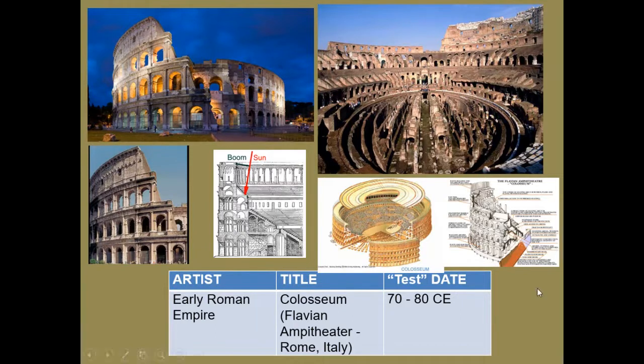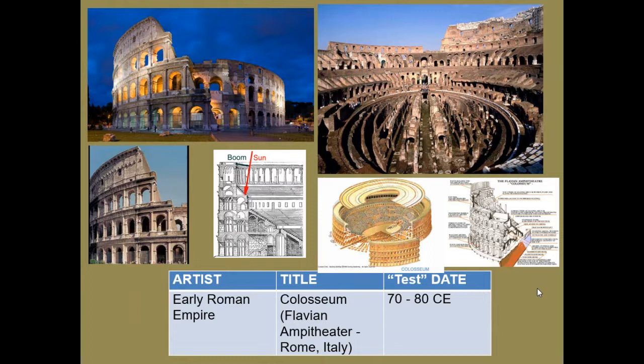We know that the Romans developed a really elaborate system of drainage to get the water off from the original lake to begin with, but also to keep the work site from flooding and to keep the arena itself from flooding. The seating area is very much controlled based on class. The upper class would actually sit very close to the arena floor, and they had separate entrances that would allow them.